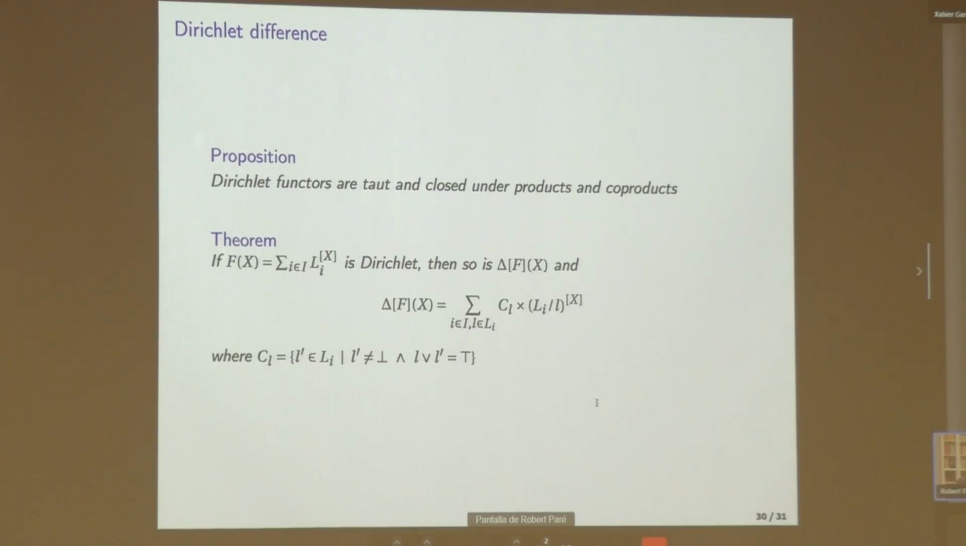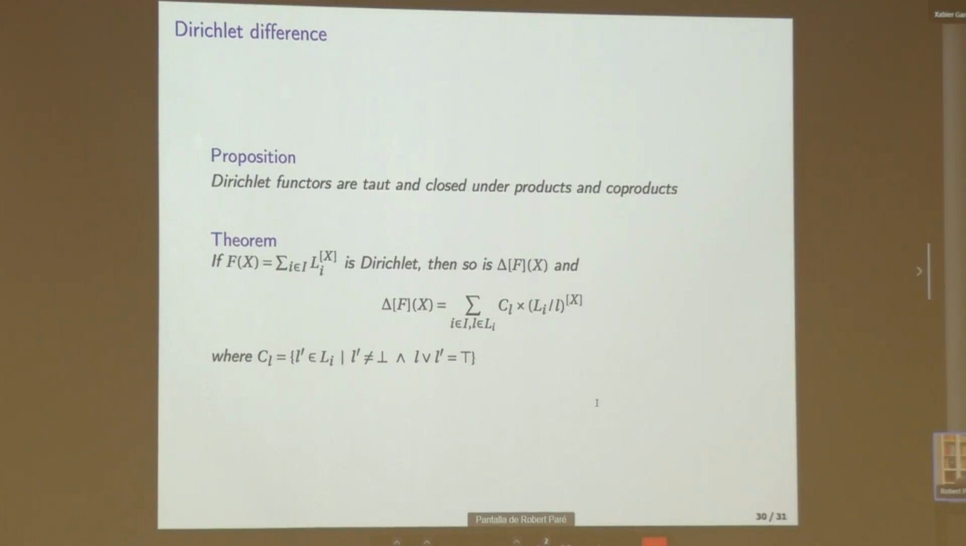Now, the difference of Dirichlet functors is again Dirichlet. First of all, let me just mention they're closed under products and coproducts. Coproducts, it's obvious, that's from the definition, and for products it's easy because L to the brackets x cross M to the brackets x is L cross M to the brackets x, and so you just do that. But infinite products as well.